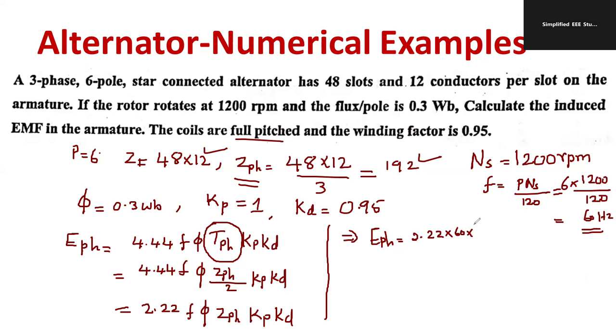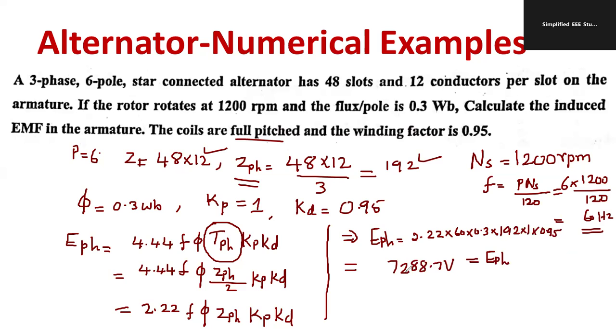We just got phi, which is already given, 0.3, into Z phase, which we have computed as 192. Kp, which is already given as full pitch coil, is 1. Kd is 0.95. If you multiply everything, you will get E phase as 7288.7 volt. So this is the value of E phase.